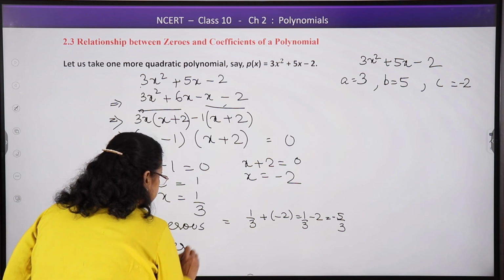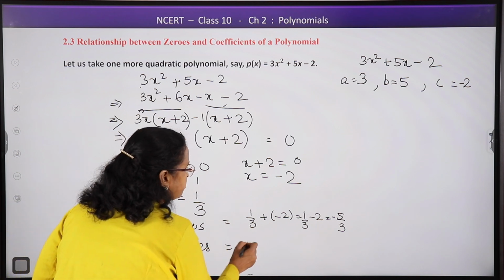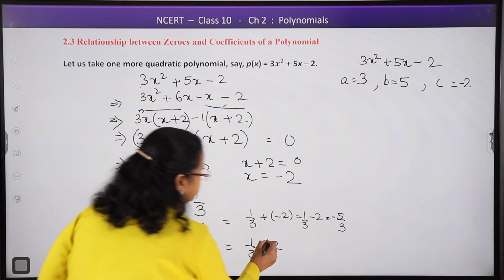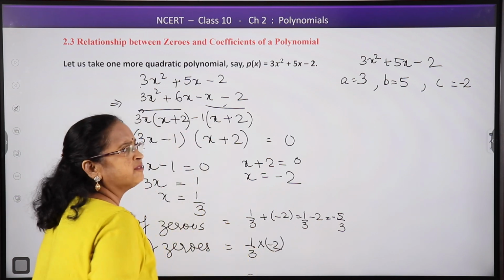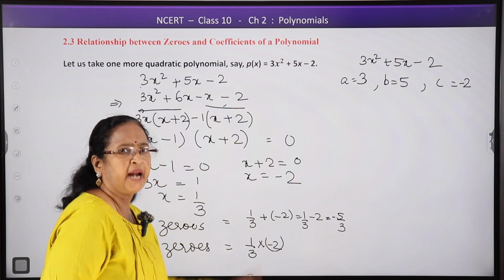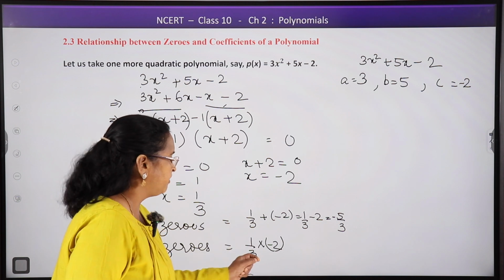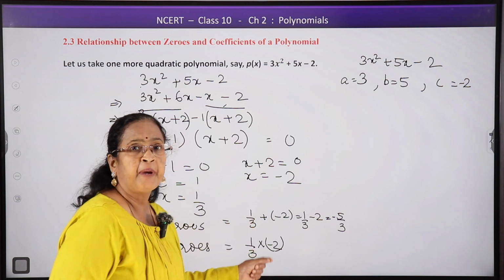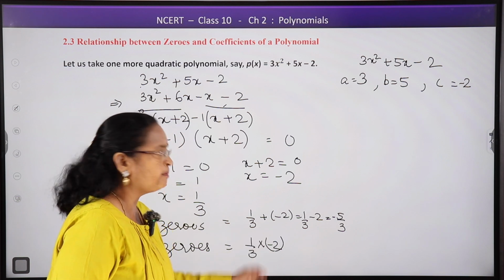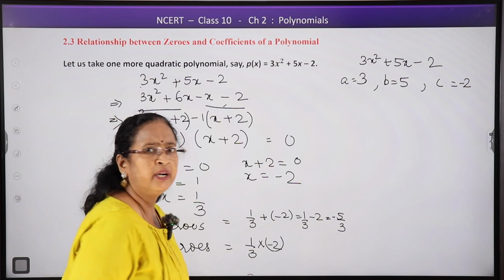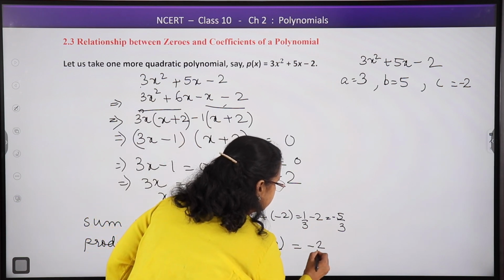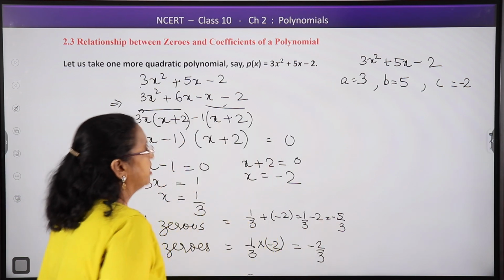Product of zeros is equal to 1 by 3 into minus 2. Whenever a negative sign of a number is there, please don't forget to put a bracket, just for convenience of multiplying the sign. When you don't put the bracket, there is a possibility of getting a wrong answer. That is equal to minus 2 by 3.